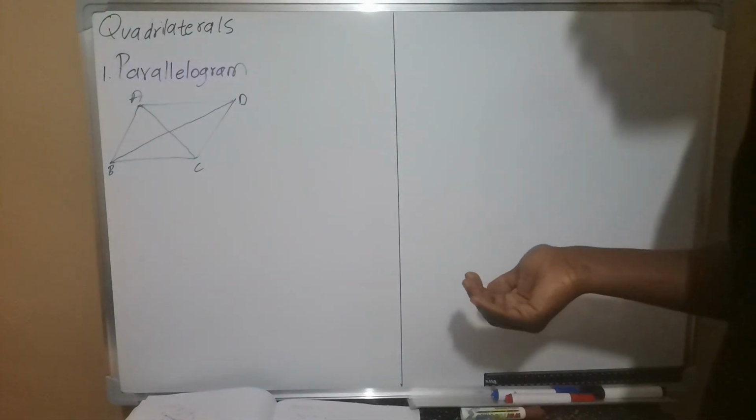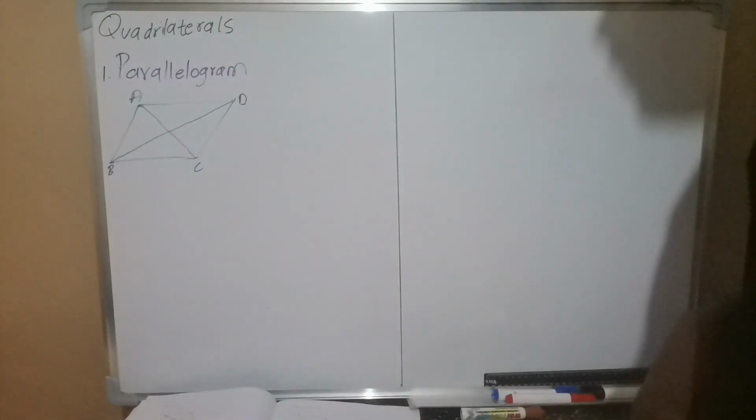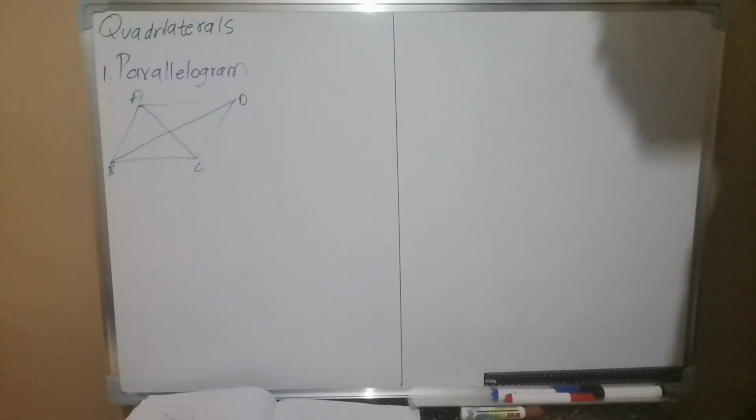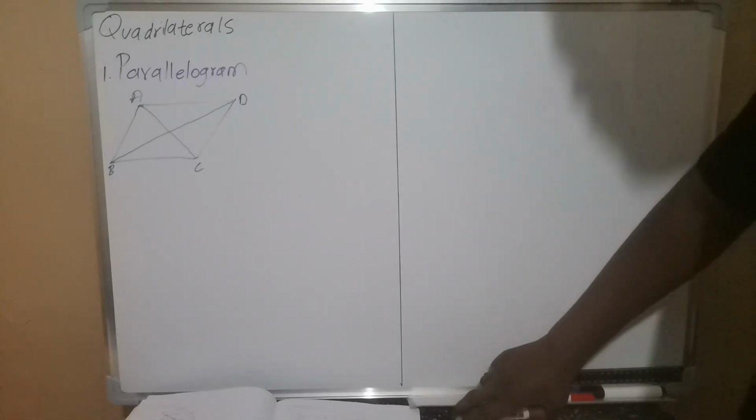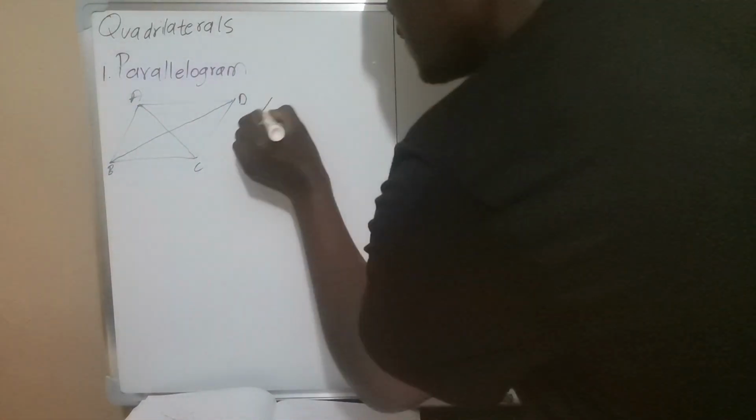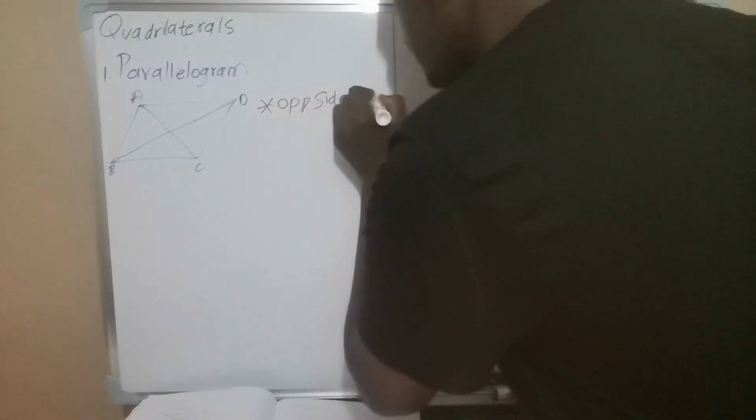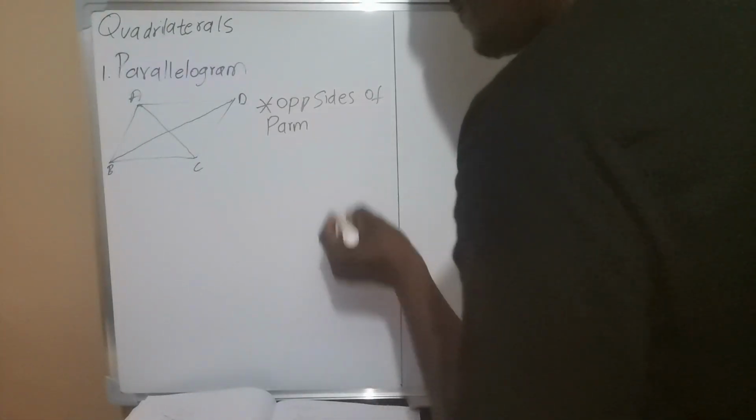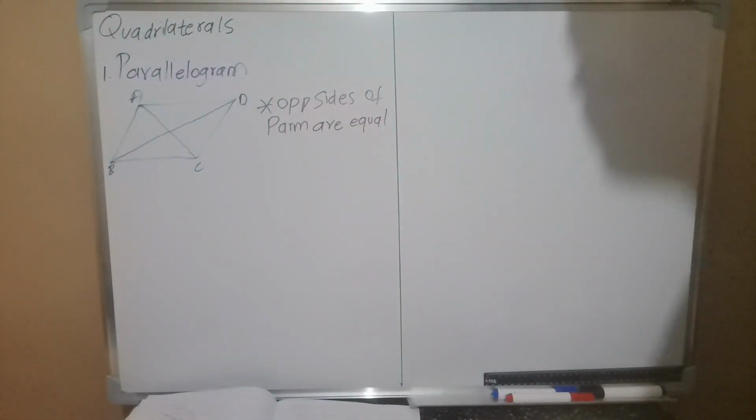Now, the first feature that you're going to recognize: they may say prove that this particular quadrilateral is a parallelogram. How will you know that this quadrilateral is a parallelogram? The first thing that you must write down to prove it is that the opposite sides of a parallelogram are equal. The opposite sides of a parallelogram are equal.